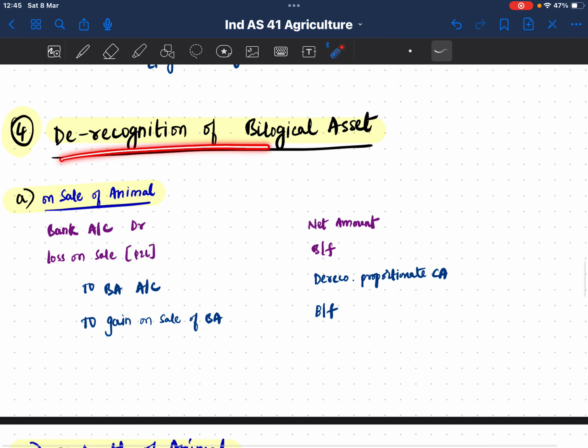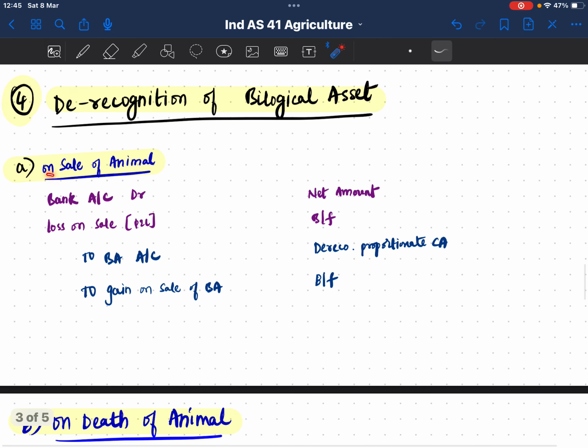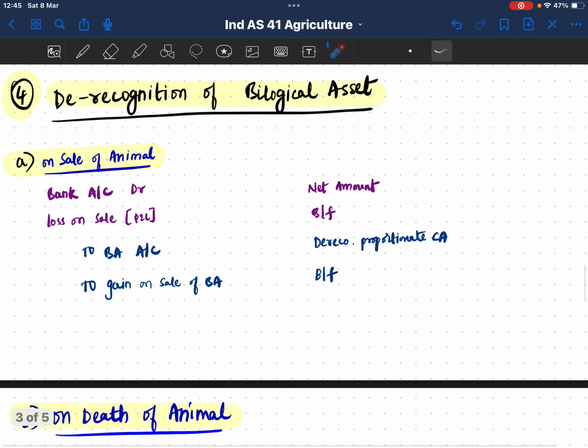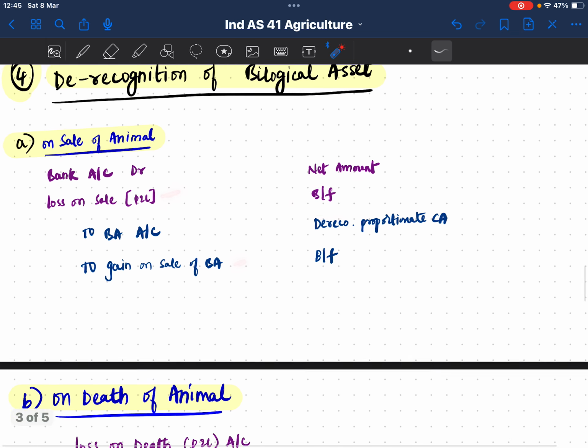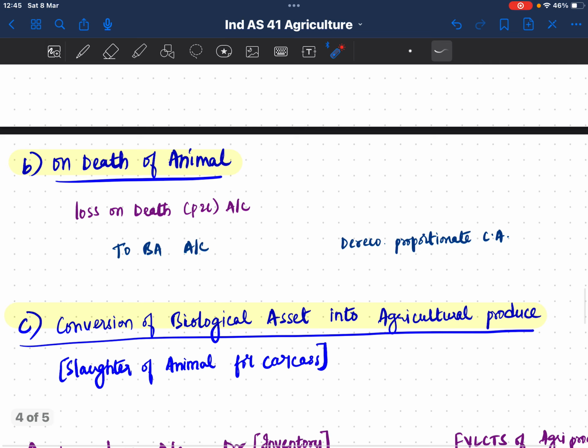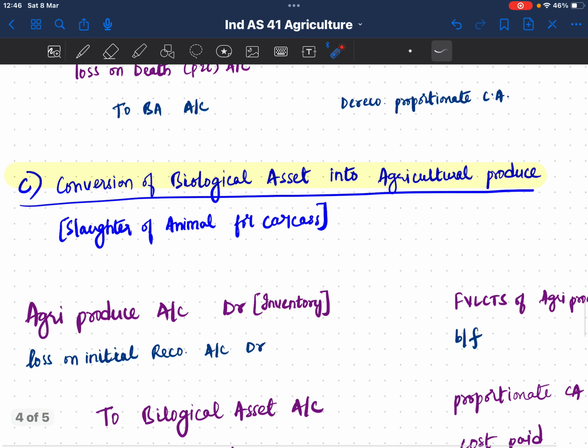Next is derecognition of biological asset. On sale of animal, bank account debit the net amount, to biological asset derecognize the proportionate carrying amount. The balancing figure is either gain or loss. Next, on death of the animal, loss on death of the animal to biological asset, derecognize the proportionate carrying amount.